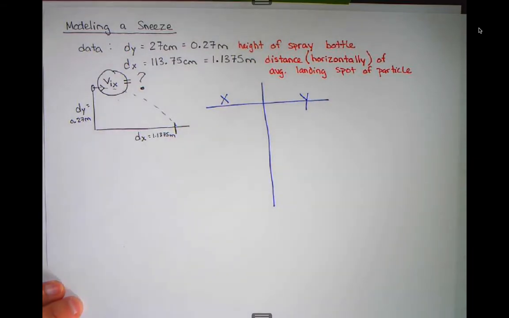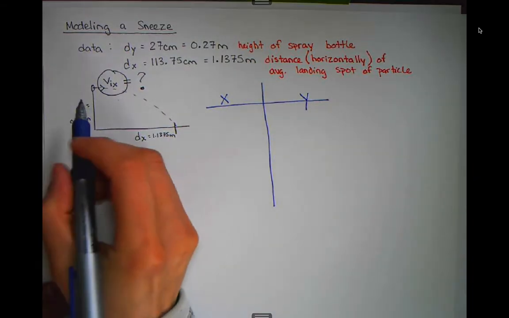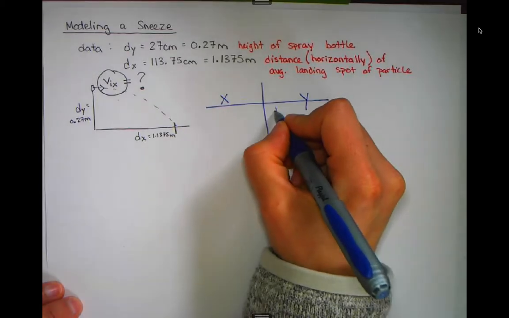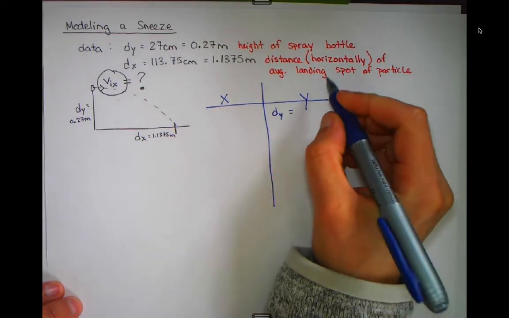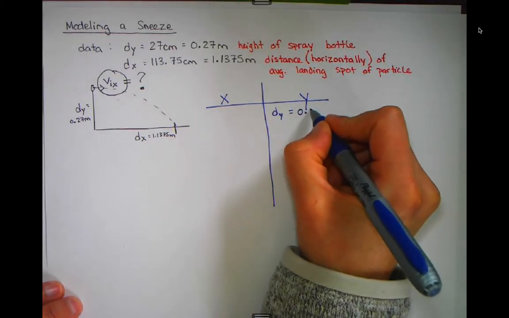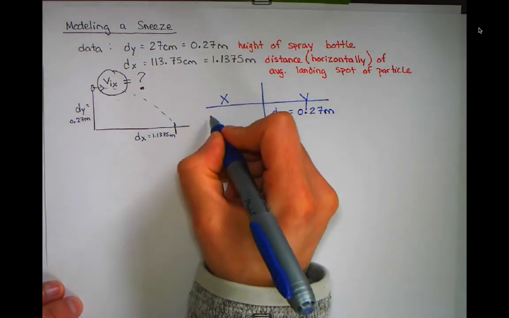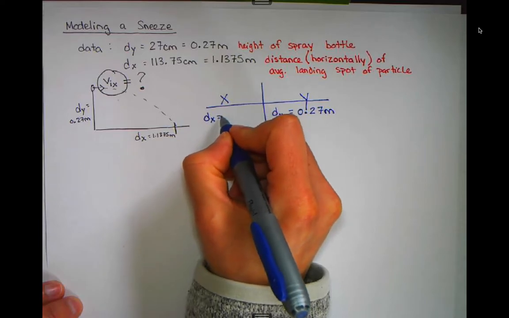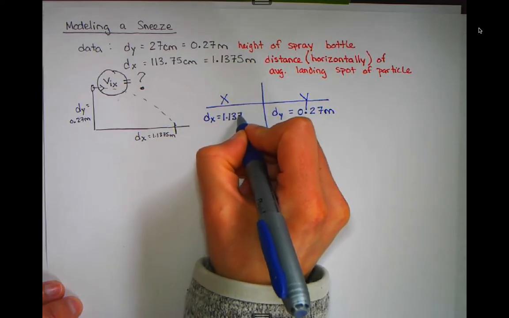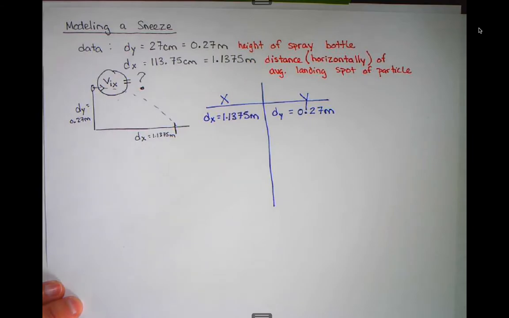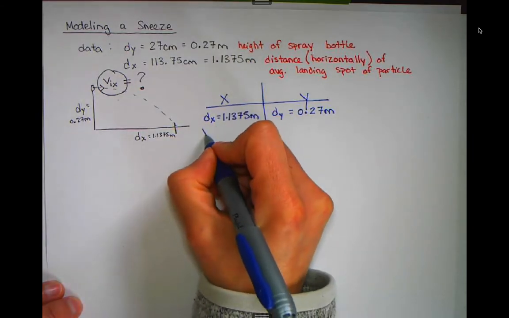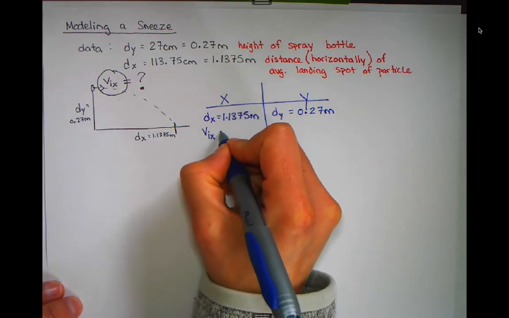And I'm going to label things that we know. So I know the distance in the y direction. So this is dy, and I know that this is 0.27 meters. I also know the distance in the x direction is 1.1375 meters. Okay. And I know that I'm looking for initial velocity in the x direction.